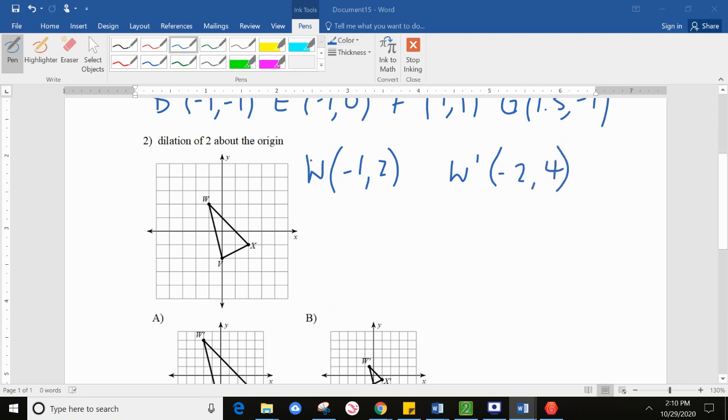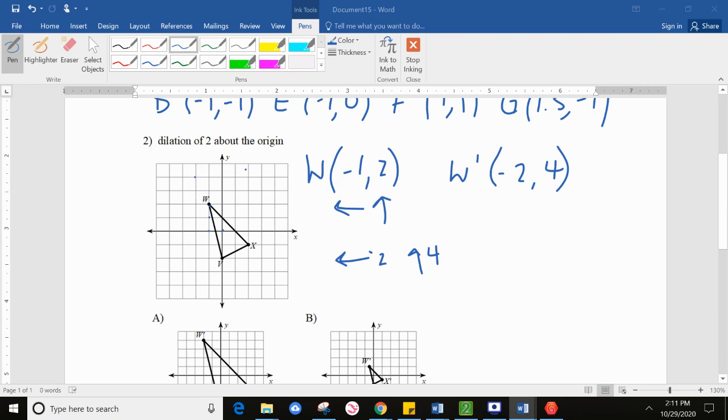Well, let's really review what this means when it's about the origin. So if you look at the origin, let's count left, right, up, down to get to W. So from the origin, that's where the center of the dilation is. We would go left 1 and then up 2. All right. So if we want to double that by a scale factor, we want to go, instead of just left 1 up 2, we want to go left 2 up 4 from the origin. So 1, 2, 1, 2, 3, 4.